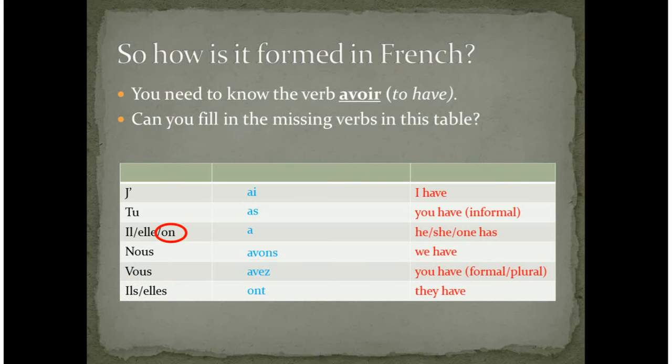Okay, and on is very commonly used in France. In English, we'd translate it as you or one. For example, if you join the gym this month, you don't have to pay a joining fee. Or if one joins the gym this month, one doesn't have to pay a joining fee. So it's used to describe a general subject or person rather than a specific person.